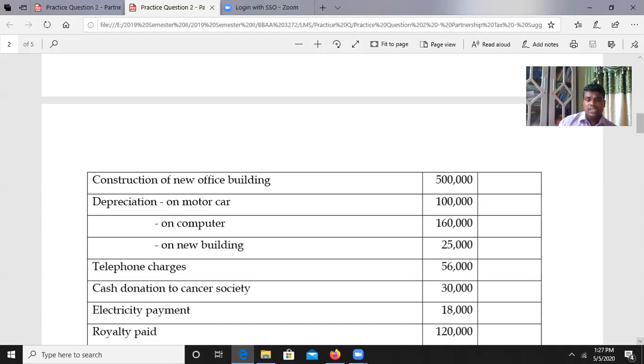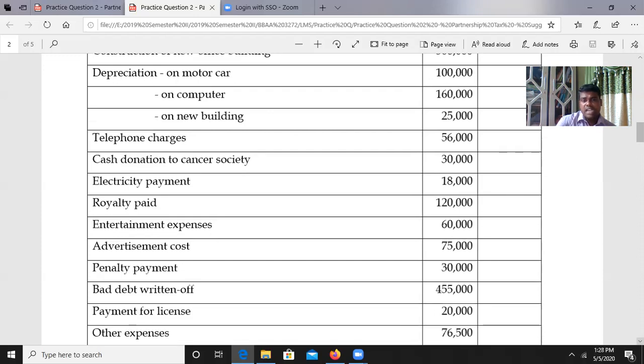On computer, depreciation on computer, 160,000 should be added. That's why I included it in the plus column. Depreciation on new building, that cannot be allowed. That's why I included it in the plus column.